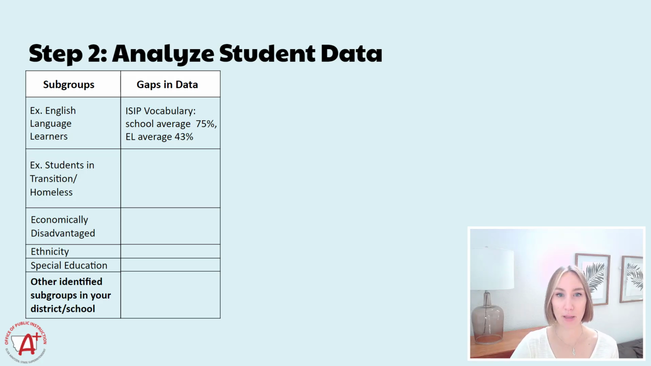The second column is gaps in data. You'll see for the example entry, ELL, in terms of gaps in data, there's a gap between the school average of vocabulary identified by all students and the vocabulary identified by ELLs. In this case, the difference is 32%, and that could be your gap.